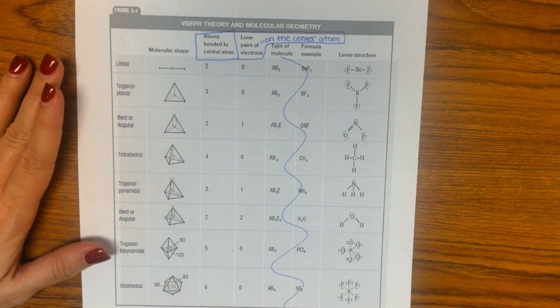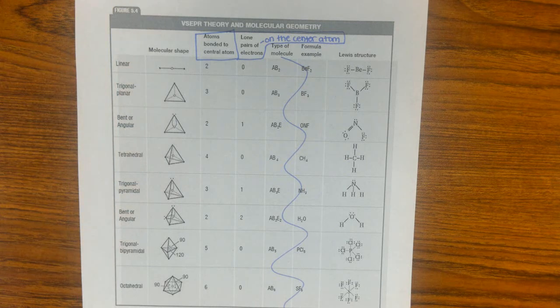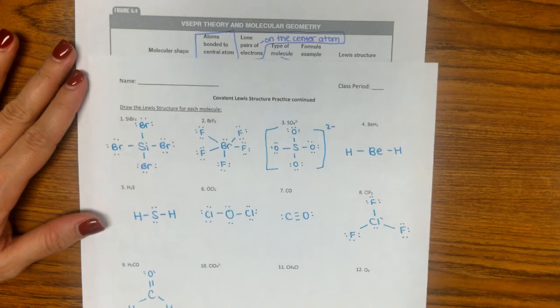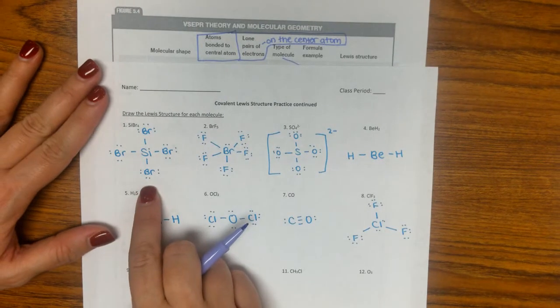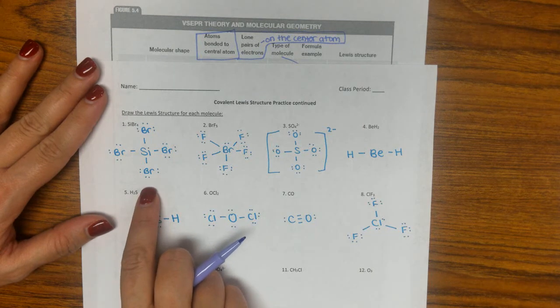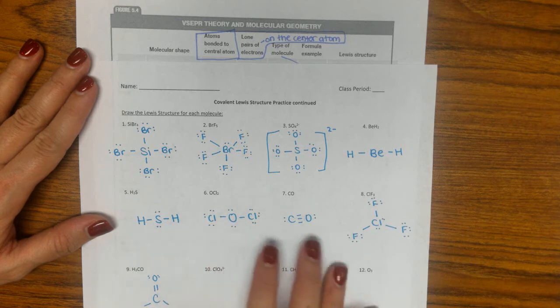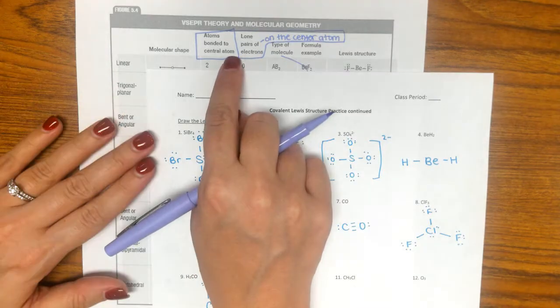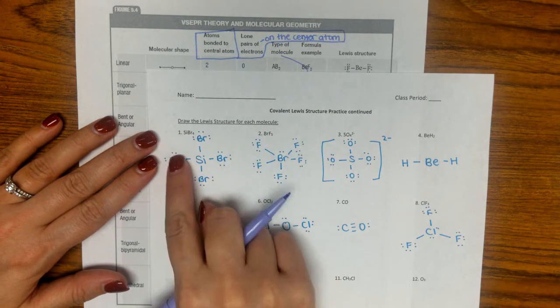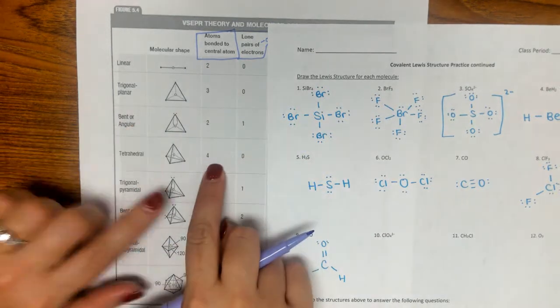So get out your practice packet to page 3. We're going to use this chart to identify some of the names and shapes of these molecules that you've already drawn. Looking at your practice packet, page 3, number 1, you should have already drawn SiBr4, and it should look like this. If I want to figure out what shape this has, I go to my chart. How many atoms are bonded to the center atom? My center atom is silicon. It has 4 atoms bonded to it. So I'm going to go down to where the 4 is.